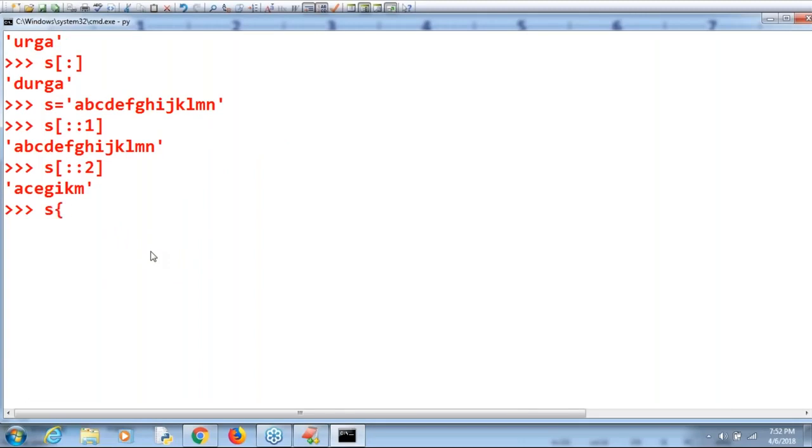S[::-1]. Minus 1 means decrement, right? So reverse comes into the picture. Can you please observe whether it is reversed or not? A very important interview question: by using the slice operator, how can you reverse the string? Very simple, sir. Specify minus 1. If you take minus 1, then reverse happens automatically.